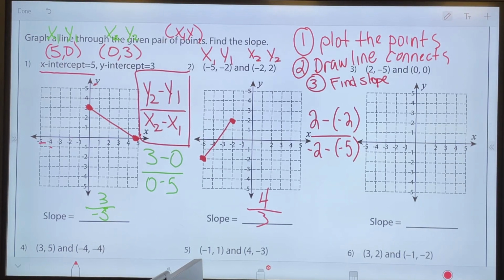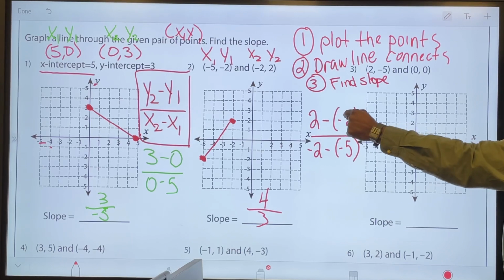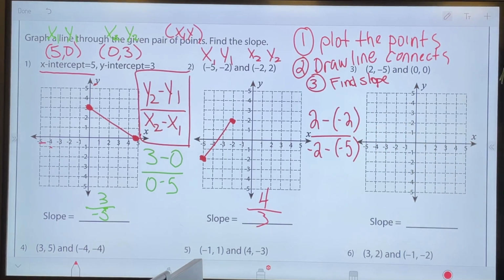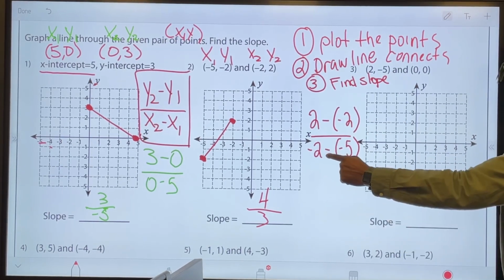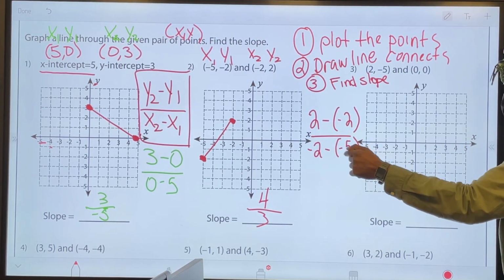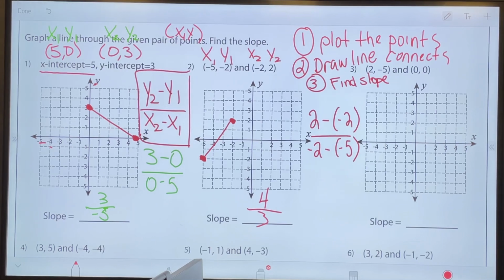Who's lost? Ask questions now. She's kind of lost. Where you lost? I just don't understand how you got 4/3 out of what you said. All right, take a look. Y2 was 2 minus negative 2. Keep, change, flip. 2 plus 2. 4. On the bottom, negative 2 minus negative 5. Keep, change, flip. Negative 2 plus positive 5, positive 3. Now I get it. All right?